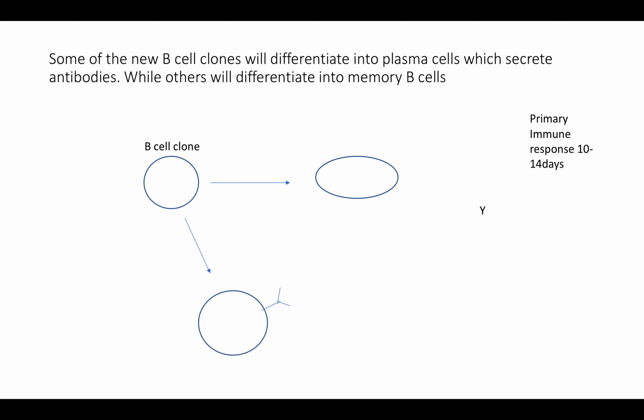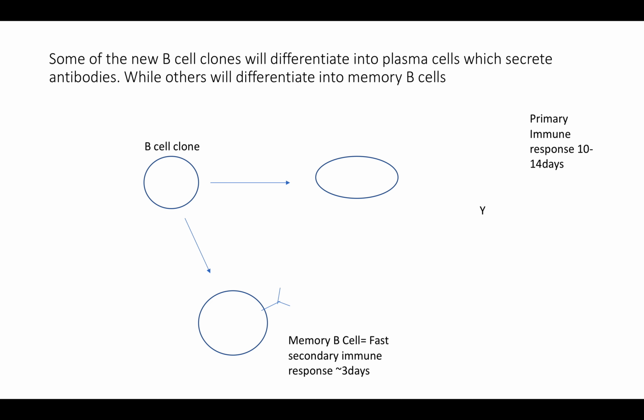During a primary immune response, this process takes about 10 to 14 days for the B cell to undergo activation, clonal expansion, and then differentiate into those plasma cells. And then we finally get that antibody secretion. So 10 to 14 days for the highest level of antibody produced.